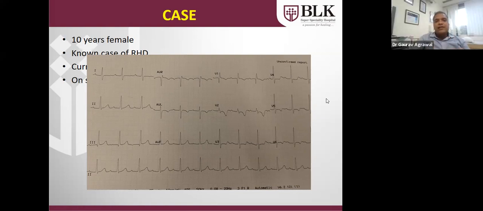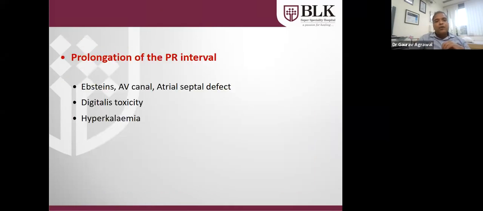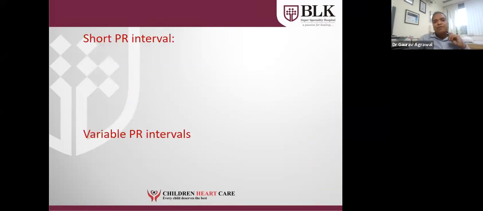Prolonged. This is first degree heart block seen in case of rheumatic heart disease. Okay. And first degree heart block is in the minor criteria for the Jones. Prolongation of PR interval is seen in case of Epstein, AV canal, in congenital heart diseases. AV canal and atrial septal defect, digitalis toxicity, and hyperkalemia.